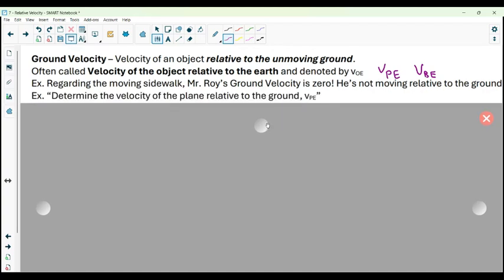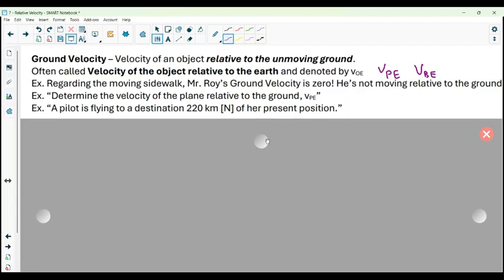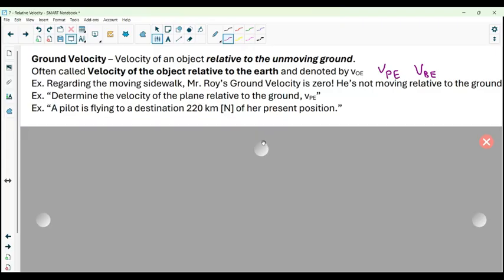Another example that you might see in your textbook or in questions: determine the velocity of the plane relative to the ground, VPE. Or a pilot is flying to a destination 220 kilometers north of her present position. That would be our displacement, right? And if we also have the time, we can figure out our ground velocity. That's the direction the plane actually needs to go, not the direction it's pointing, because it needs to get 220 kilometers north. So those would all implicate ground velocity.